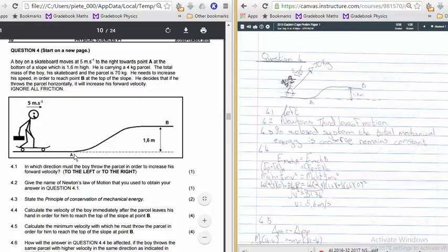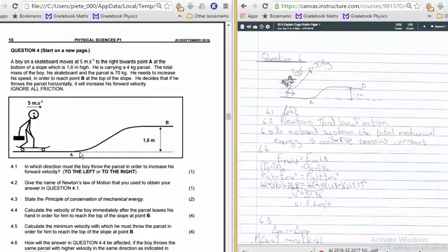So here at point A, listen, he needs to increase in order to reach point B. Where does it say he's carrying the total, the boy, the skateboard? He needs to increase. He decides that if he throws the parcel, it will increase his velocity. Okay, so it's not so clear, but the point is that before he reaches the slope, he's going to throw away the parcel. And so if he's traveling at 5 meters per second, this part is wrong.